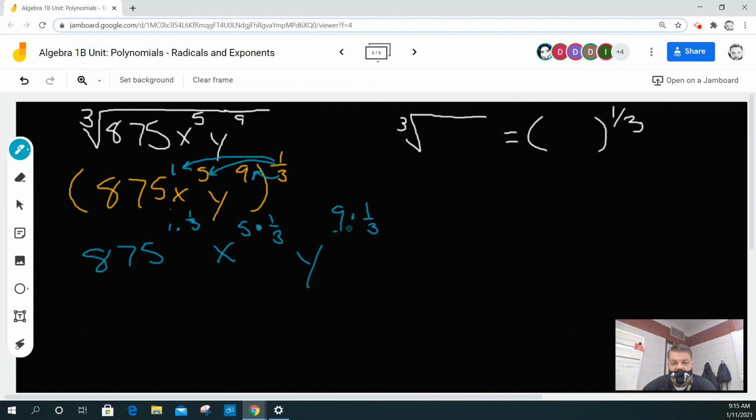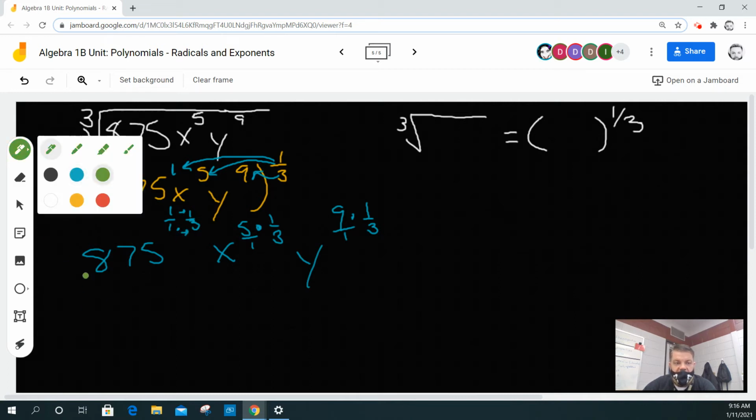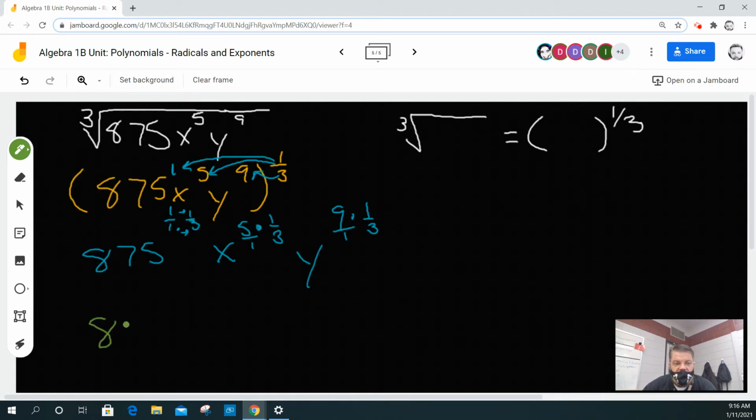And when I have 9, that's the same as 9 over 1, and 5 is the same as 5 over 1, and 1 is the same as 1 over 1. So when I multiply those out, we just do the numerator times the numerator and the denominator times the denominator. So in the next step, what I have is 875 raised to the 1/3.